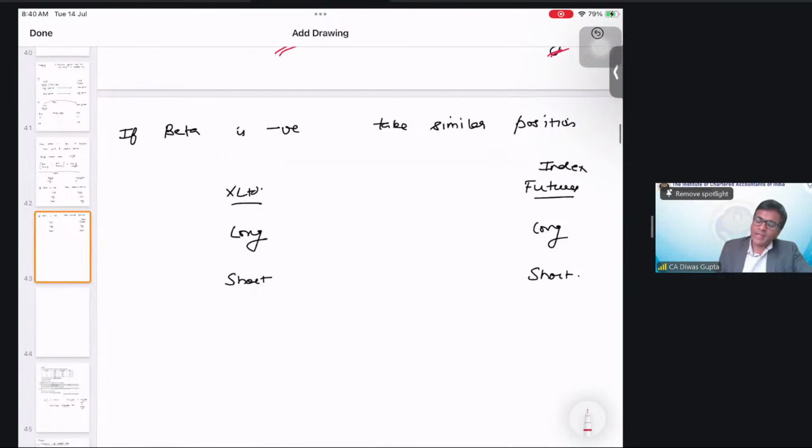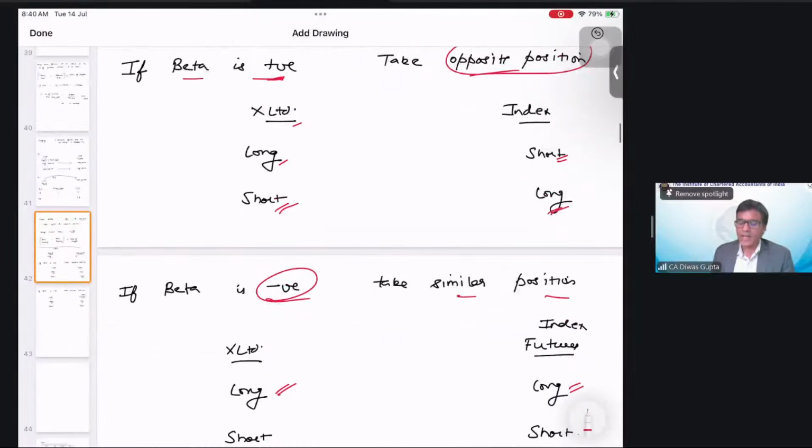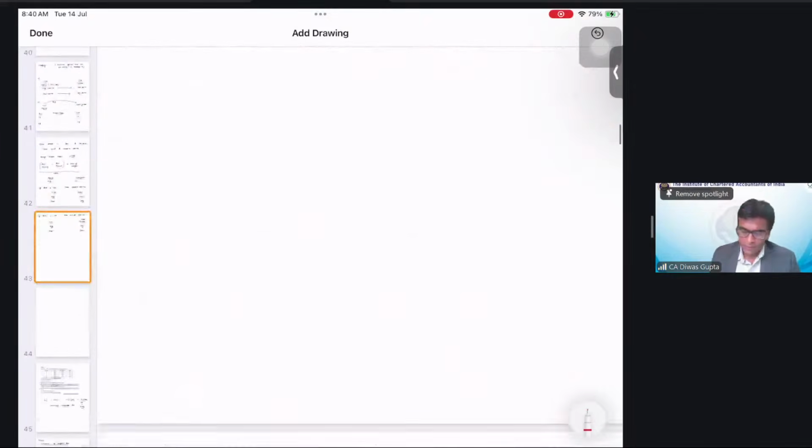If beta is negative, students, then take similar positions. A negative beta means your stock already moves in the opposite direction. So if you have taken a long position in the stock, you also take a long position in index futures. In case you have taken a short position in the spot market, you take a short position in the index futures. Clear? So beta being positive or negative will determine the opposite position or the similar position. I hope it is clear, students, what the direction and extent of the index futures position is that we have to take.